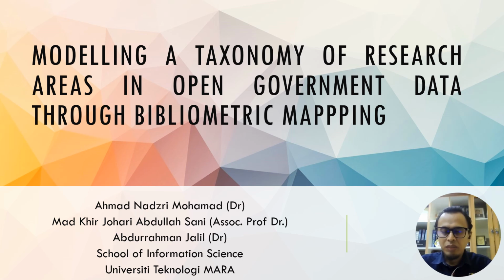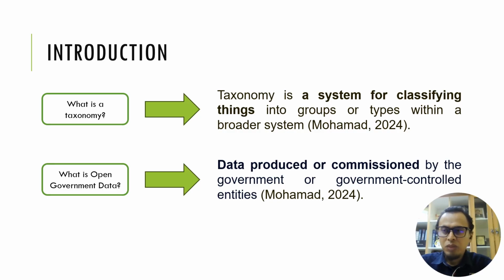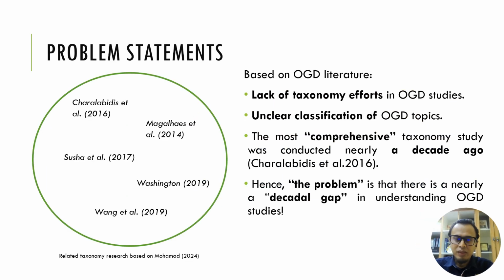Everyone, this is my title: Modeling a Taxonomy of Research Areas in Open Government Data through Bibliometric Mapping, as well as my co-researchers. Taxonomy is when you classify things. What we do is that we classify open government data as a subject or as a domain.